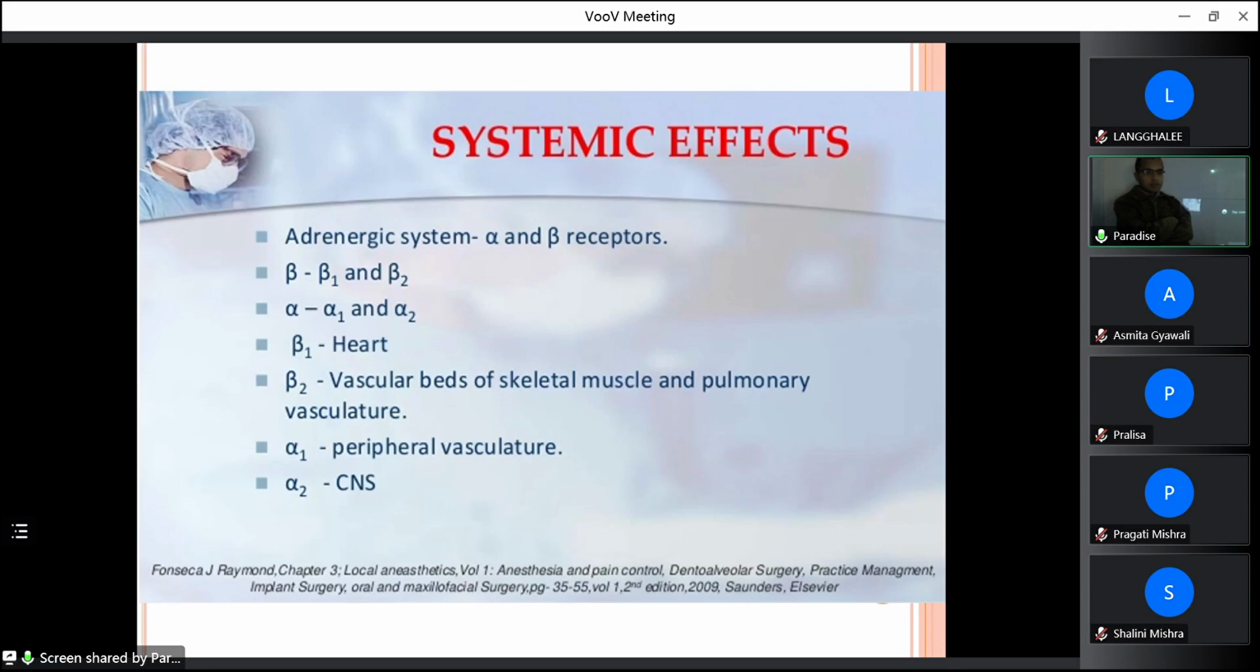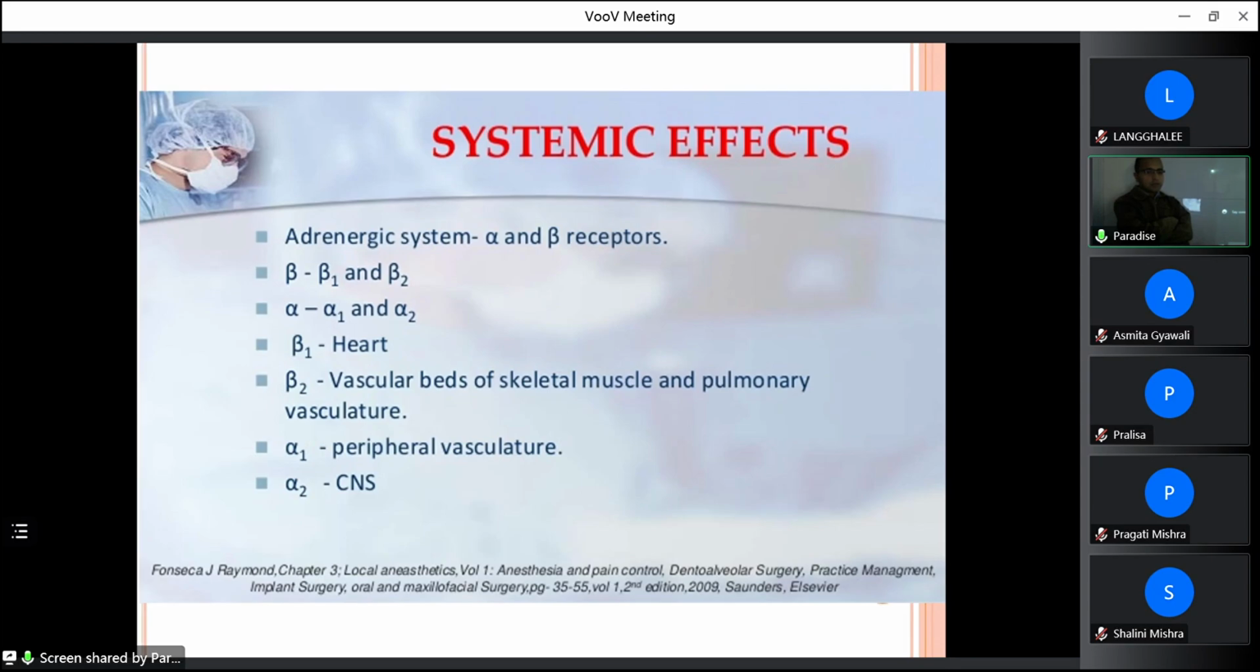Beta 2 receptors are present in vascular beds of the skeletal muscle and pulmonary vasculature. In skeletal muscle, it causes vasodilation, and in pulmonary vasculature, it causes bronchodilation. Also, alpha 1 receptors are present in peripheral vasculature. It causes vasoconstriction. Our primary role while injecting local anesthesia for infiltration is also to decrease the bleeding.